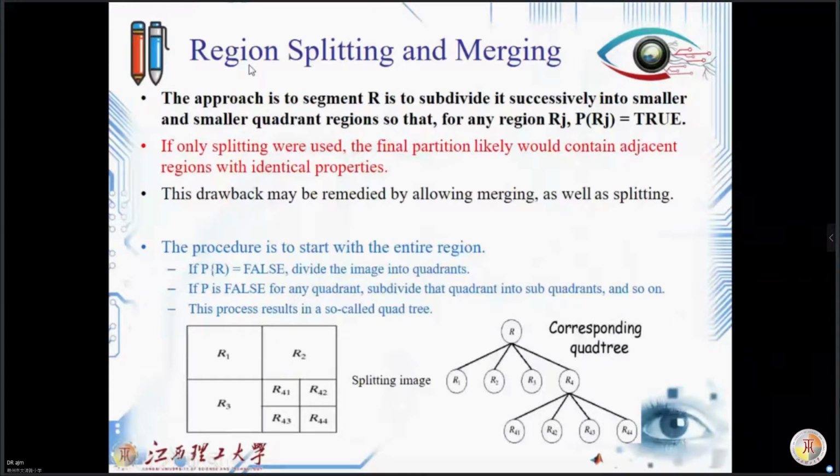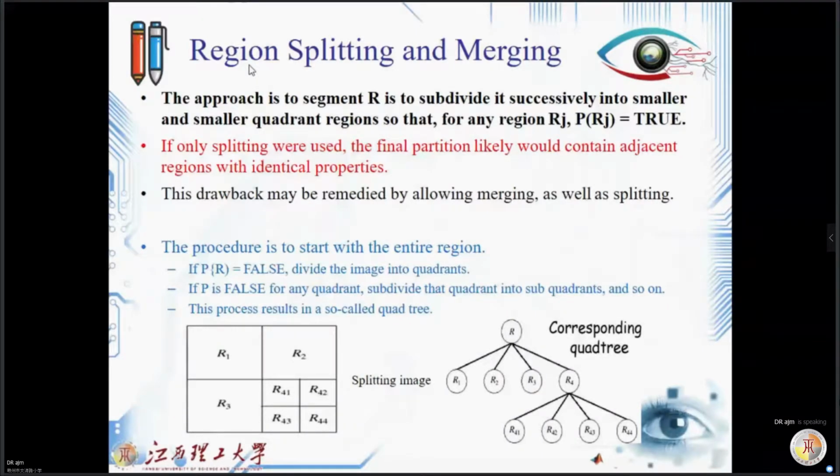The approach for region splitting and merging is to take R, the region that we have, and subdivide it successively into smaller and smaller quadrant regions, so that for any region Ri, P(Ri) is true. If only splitting were used, the final partition would likely contain adjacent regions with identical properties. This drawback may be remedied by allowing merging as well as splitting. Don't forget this point.